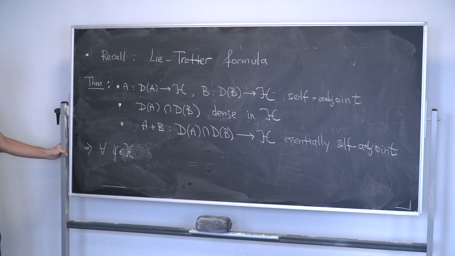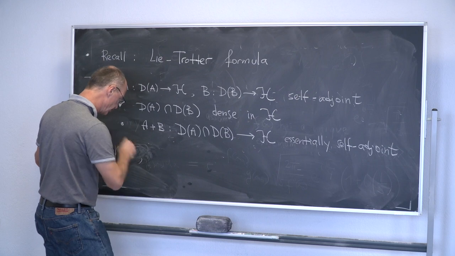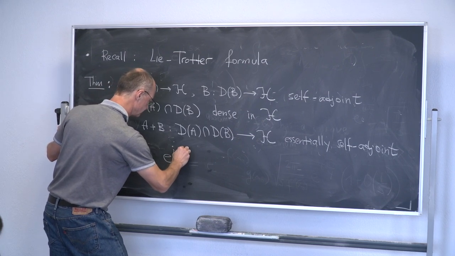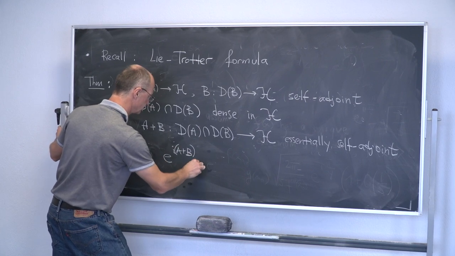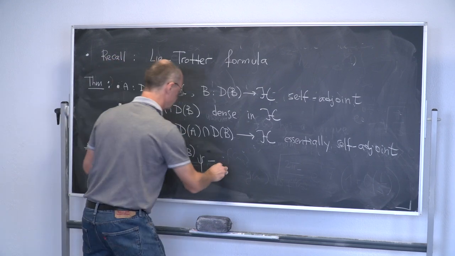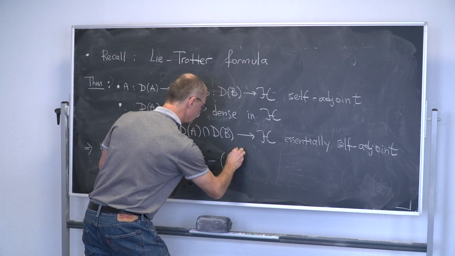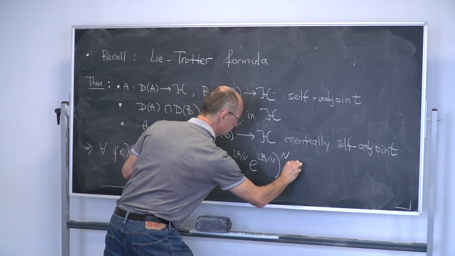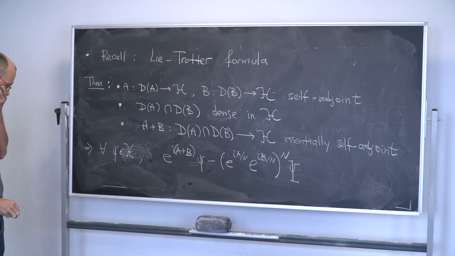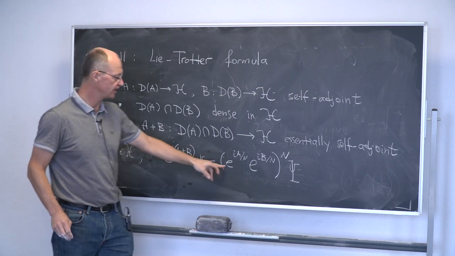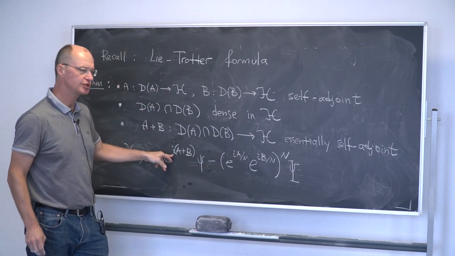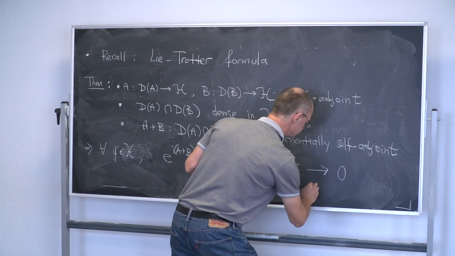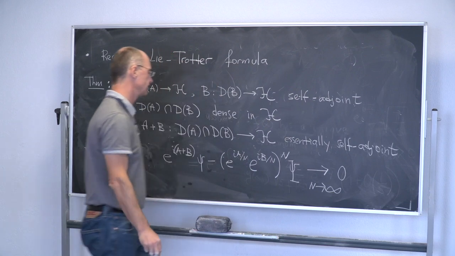In fact, for any psi in H. So for any vector, for any wave function, the following limit: so we take the action of these two unitary operators, right? They're all unitaries. So we exponentiate them with I. So they're all unitaries. And so this tends to zero when n goes to infinity.